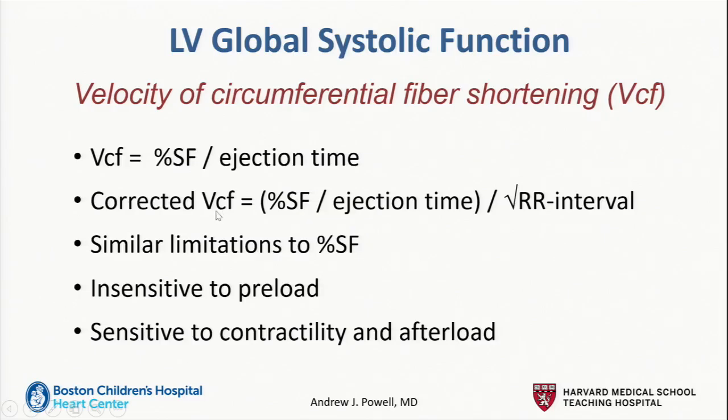So if you have changes in the corrected VCF, that means there have been changes in either intrinsic contractility or afterload. And if you have a way of factoring one of these out, let's say afterload, then you're left with something that just reflects contractility. And that's its value. If you can get to contractility, it's telling you about the health of those individual myocytes, independent of those loading conditions.